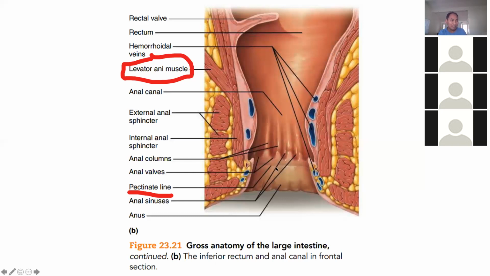So below the pectinate line, outside, is somatic sensation, and above the pectinate line, inside, is visceral sensation. So how can they feel visceral sensation? You have to stretch it to feel it. But pain, temperature, touch, and pinprick sensation need somatic sensation, which is below the pectinate line. So that is a really interesting thing about the anus or anal canal.